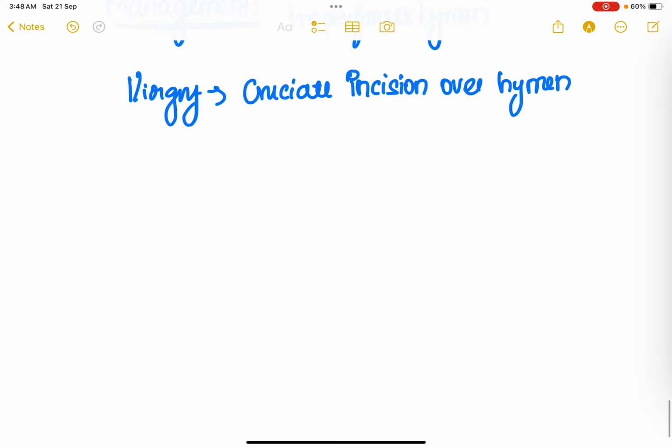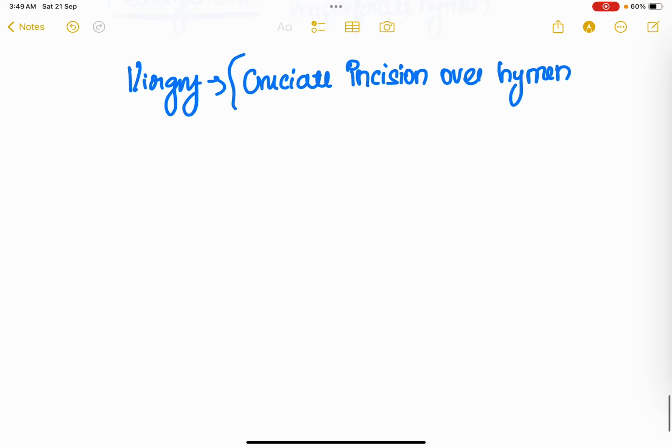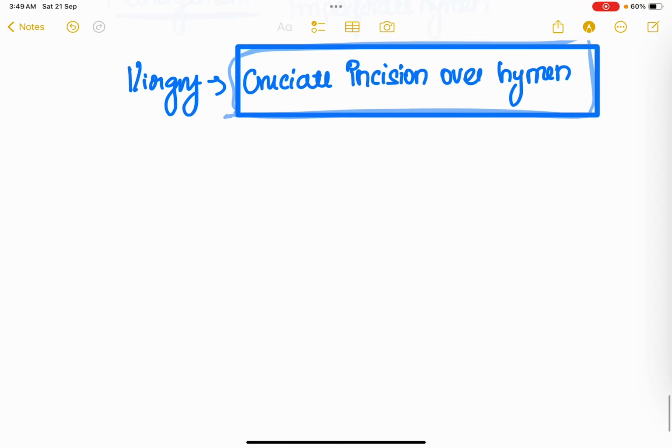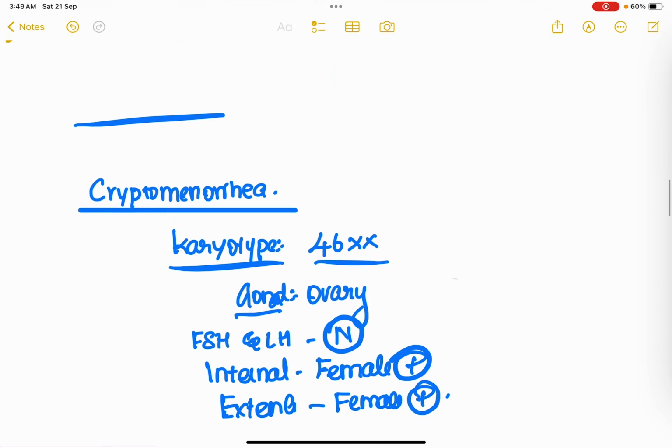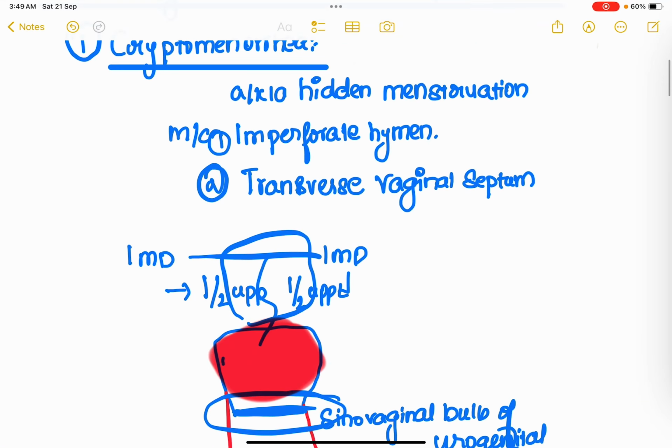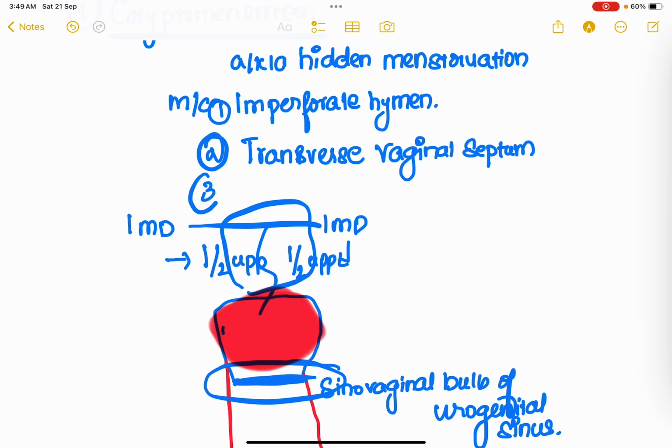So through this cruciate incision, whatever menstruation that is going to happen in this female every month, the menstrual blood is going to get outside the vagina. So the female will experience a normal menstruation cyclically every month, and she will never have this cyclical kind of pain and this tense bluish bulging type of membranes being present. So the management of choice is going to be cruciate incision over the hymen. Is that right? Okay, so whatever we have discussed until now is all about cryptomenorrhea, which is due to the three most common causes: imperforate hymen, transverse vaginal septum, and vaginal atresia.